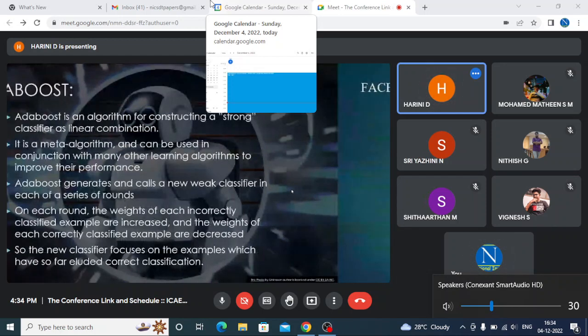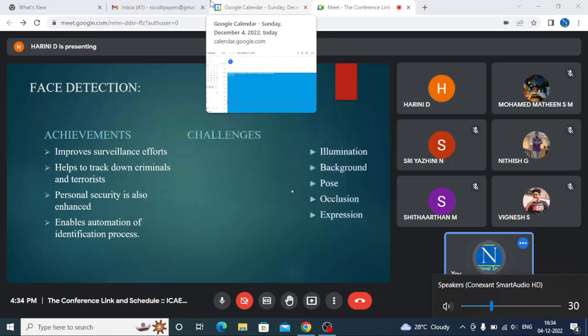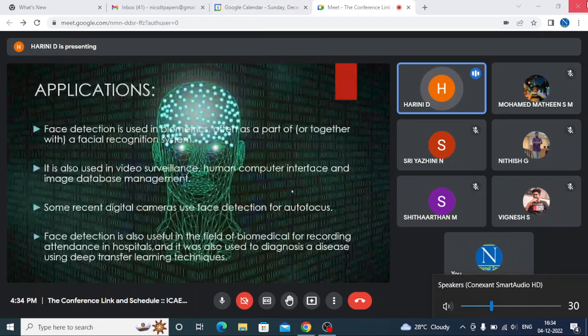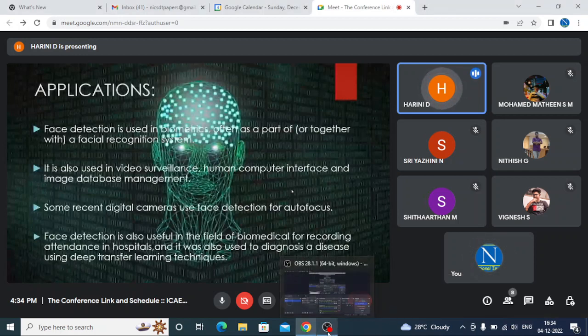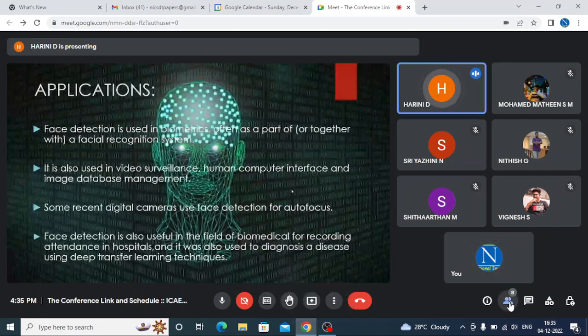So face detection has been used in many ways. We use it in surveillance, and it helps to track down criminals and terrorists. Personal security is also enhanced and it enables automation of the identification process. A major application is in biomedical engineering, where we use it for recording attendance in hospitals. It was used to diagnose a disease using deep transfer learning technique. So far we have used these types of algorithms for constructing our face detection, and thank you, sir.